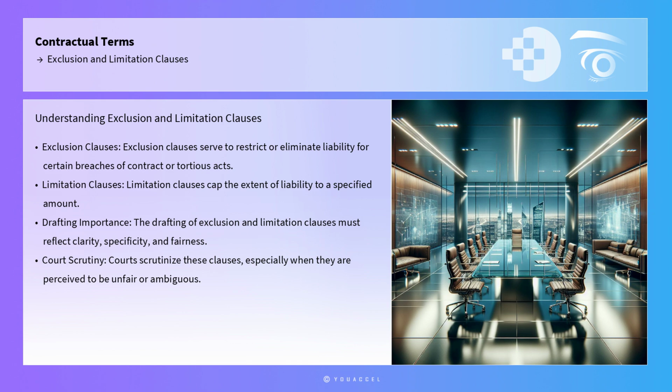Exclusion clauses serve to restrict or eliminate liability for certain breaches of contract or tortious acts. Limitation clauses, on the other hand, cap the extent of liability to a specified amount. Both types of clauses require careful consideration and precise language to ensure they are enforceable. Courts scrutinize these clauses, especially when they are perceived to be unfair or ambiguous. Therefore, the drafting of exclusion and limitation clauses must reflect clarity, specificity, and fairness.